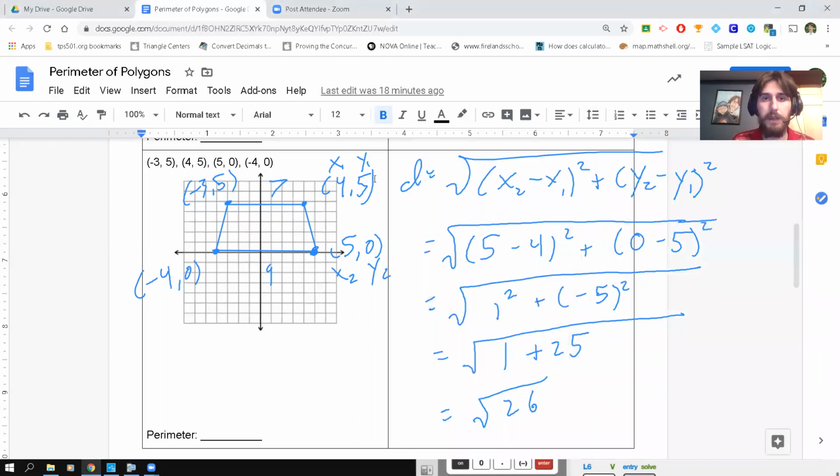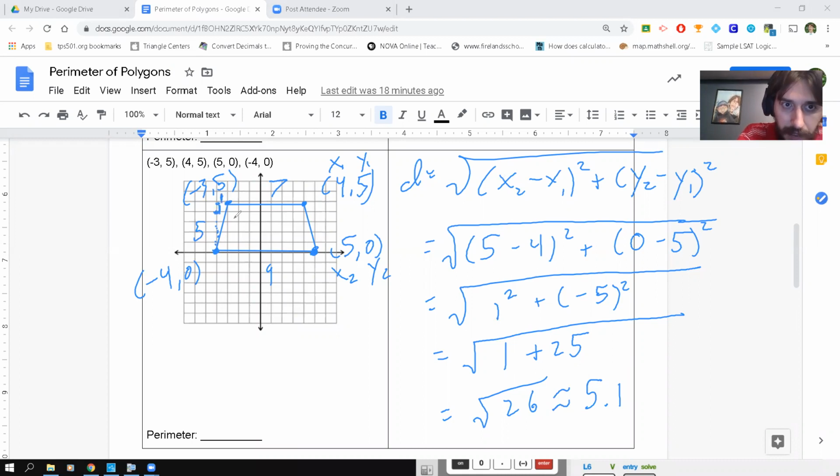So this is going to be approximately 5.1. All right, to find the perimeter over here, let me show you a trick that you can use. What you can do is make a right triangle to find this if you don't like the distance formula. I can say that if I go up 5 here and over 1, this is going to make a right angle here.